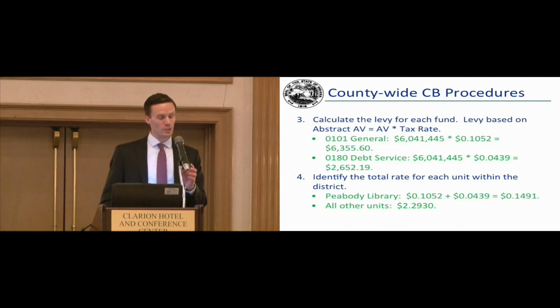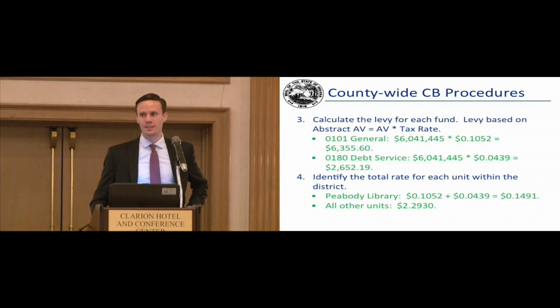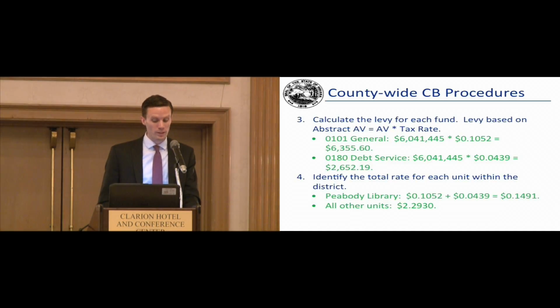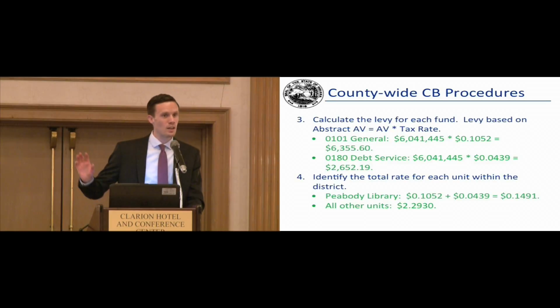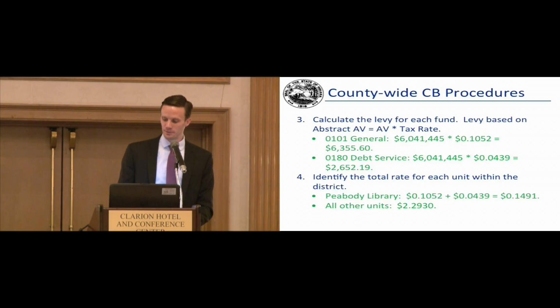Okay, so we took a look at the circuit breaker report, and we calculated what the levy is based on the amounts in the abstract, which can differ just a little bit from the amount that's certified and provided on the budget order. We're also going to identify what the total rate for each unit within that taxing district is going to be. Again, this is data that you can take directly from the abstract. We've identified that Peabody Library's total rate is going to be the sum of those two rates added together, so it's close to 15 cents. All the other units, if I had the abstract up with me, you could see that their rates all add up to be $2.29.